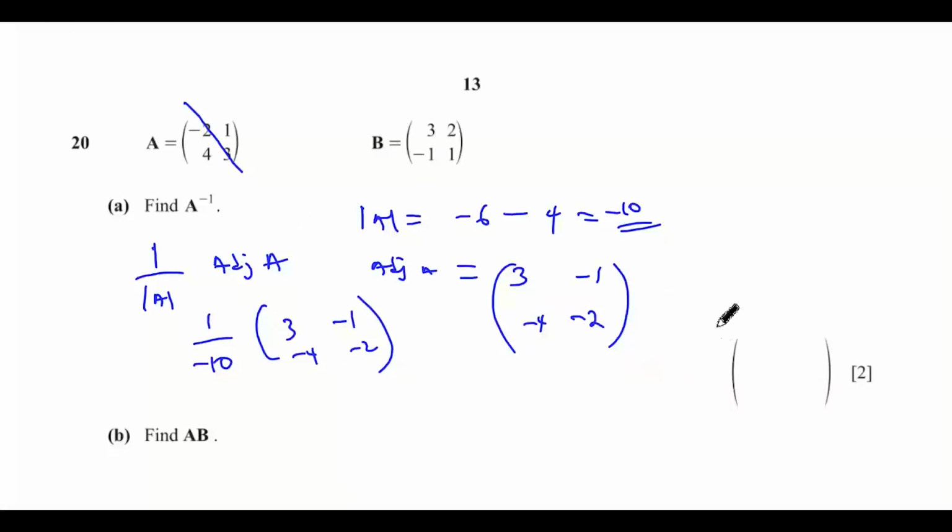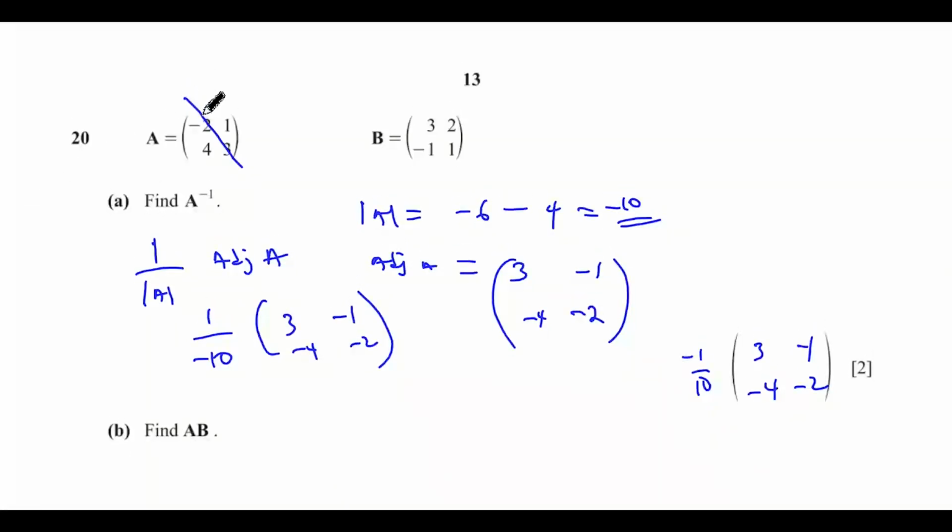So we can put our final answer here. We can write it as minus 1 over 10, and I think we can put this outside here. So minus 1 over 10, then we'll put 3 here, negative 1 here, negative 4 here, and negative 2 here. Part B, find AB. So AB will be the product of this.